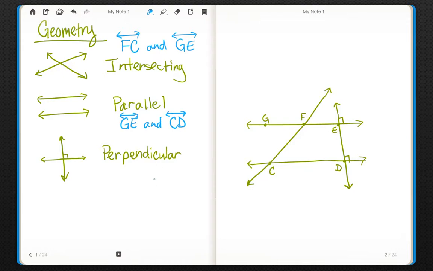And then perpendicular, there are a couple different sets of perpendicular lines. So see if you can find them. So which one's perpendicular with GE? Remember, it has to hit it at a right angle. GE is perpendicular with ED.